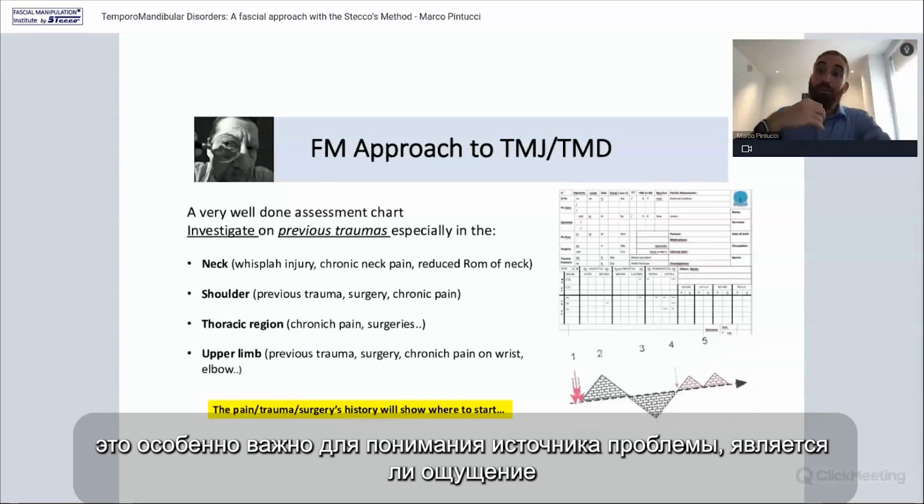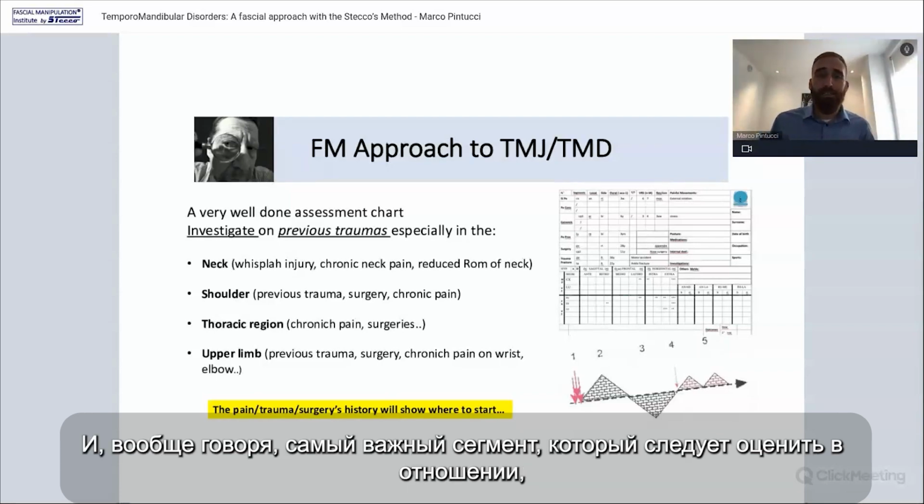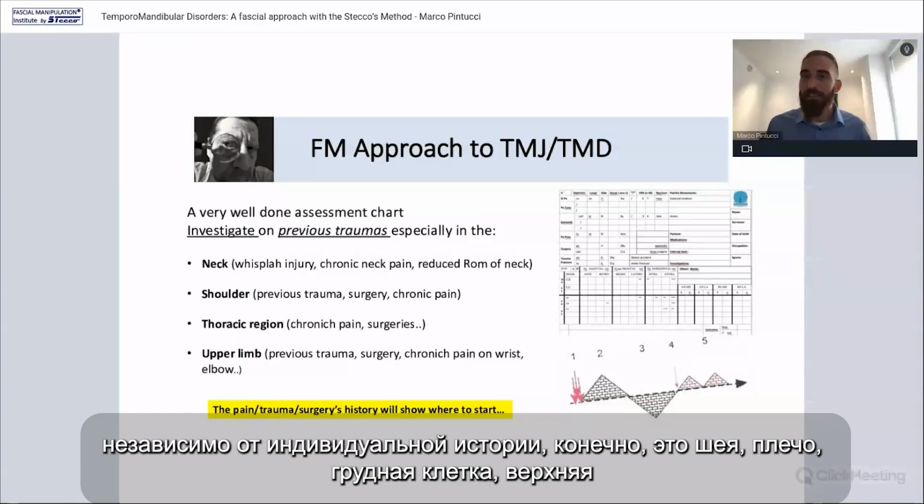And this is particularly important to understand the origin of the problem, whether it's ascending, descending, or where it could also be a result, for example, of visual compensation. Generally speaking, regardless of the individual history, the most important segments that should be evaluated are the neck, shoulder, thoracic region, and upper limb.